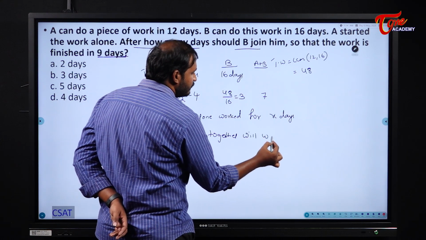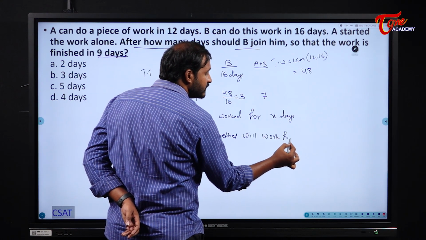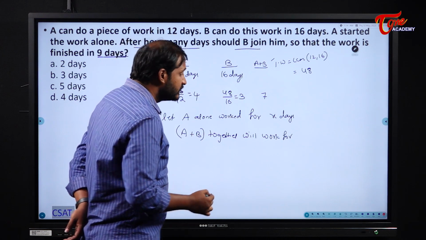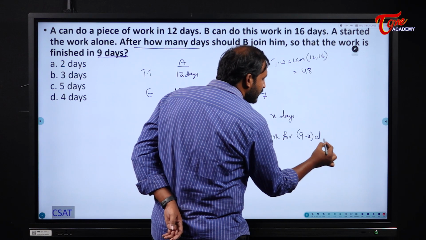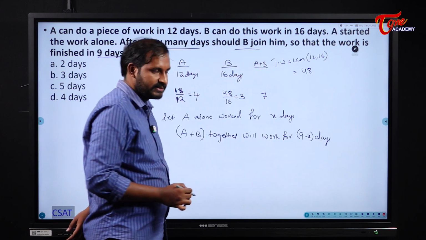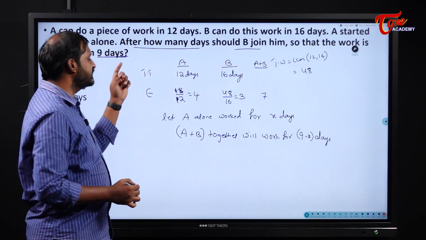Will work for how many days? See here, students. Will work for how many days? They will work for 9 minus X days. Why? Because overall the work is finished in how many days? 9 days. That the work is finished in 9 days.